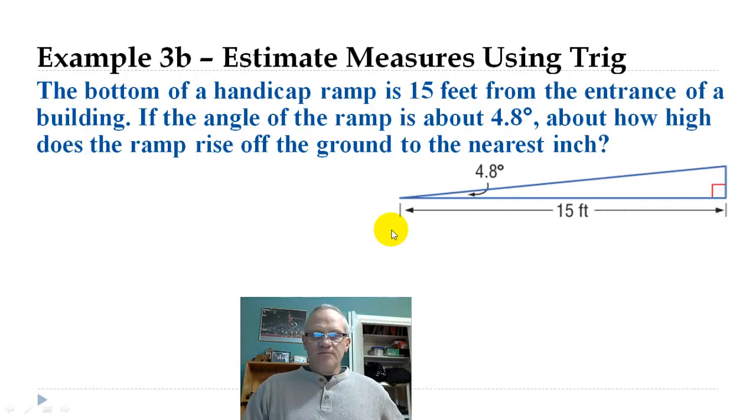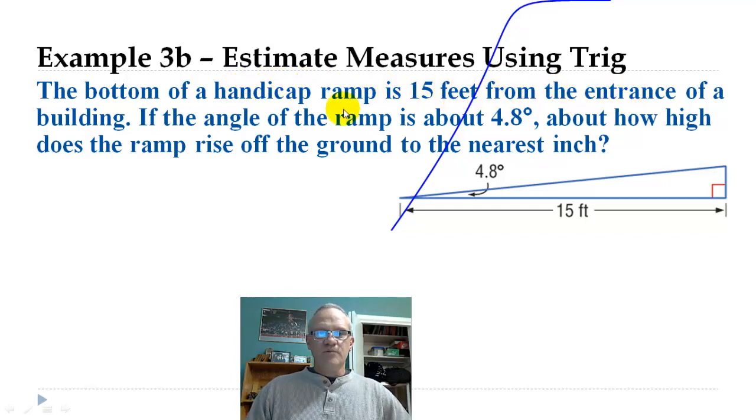All right, so here's another one. The bottom of a handicap ramp is 15 feet from the entrance of a building. The angle of the ramp is about 4.8 degrees. How high does the ramp rise off the ground to the nearest inch? How high does the ramp rise? That means this is what we're trying to find, so this is going to be our x. Okay, so let's set it up.